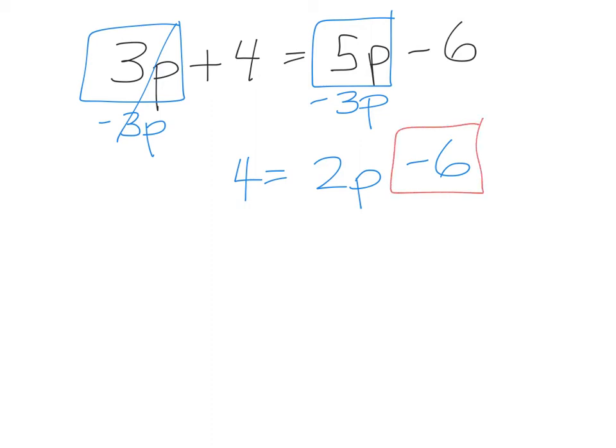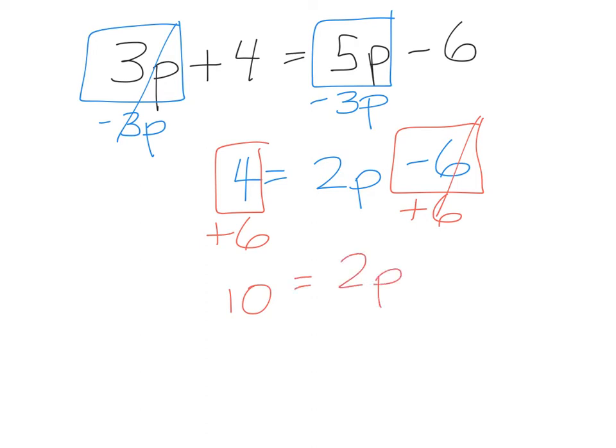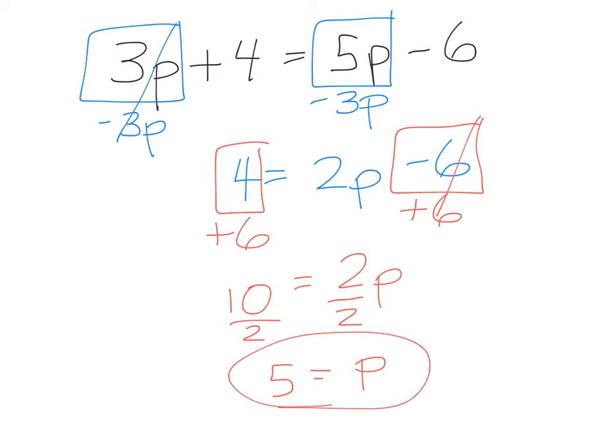Now I've got to get the plain numbers without any letters together, and I don't want to deal with negatives, so I don't want to subtract 4 here, so I want to undo this subtraction. I want to add 6 to both sides because my positive and negative 6 put me even, put me at 0. 4 plus 6 on this side is 10, so 10 equals 2p. This is 2 times p, so I need to divide by 2 to get 1p, and dividing this side by 2 gives me 5. So by undoing each operation, by getting my like terms together, and then undoing operations, I get to the same result without guessing.